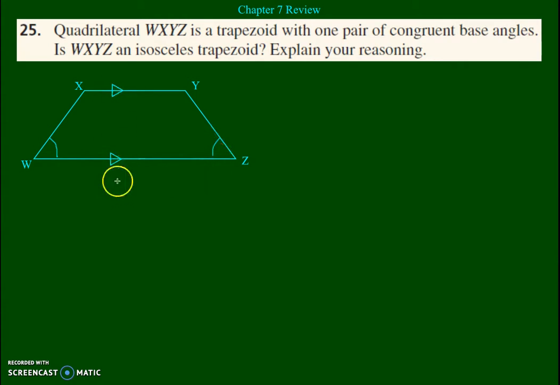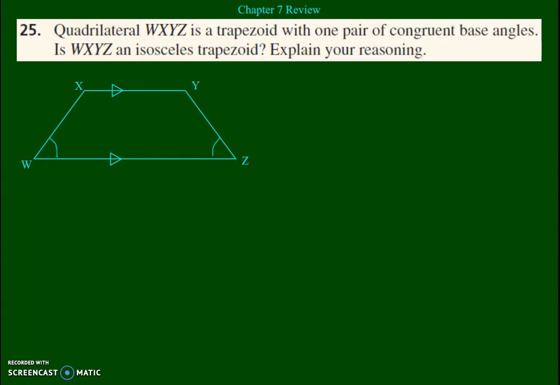Well, because these two are parallel, two parallel lines cut by a transversal, the consecutive angles are supplementary. So if these two are supplementary and these two are supplementary and this is congruent to this, we can show that this angle and this angle are congruent. But we didn't have to go that far. We know that there is a base angles trapezoid converse theorem that says if a trapezoid has one pair of congruent base angles, then the trapezoid is isosceles. So yes, we know that this is an isosceles trapezoid for any of the reasons given.